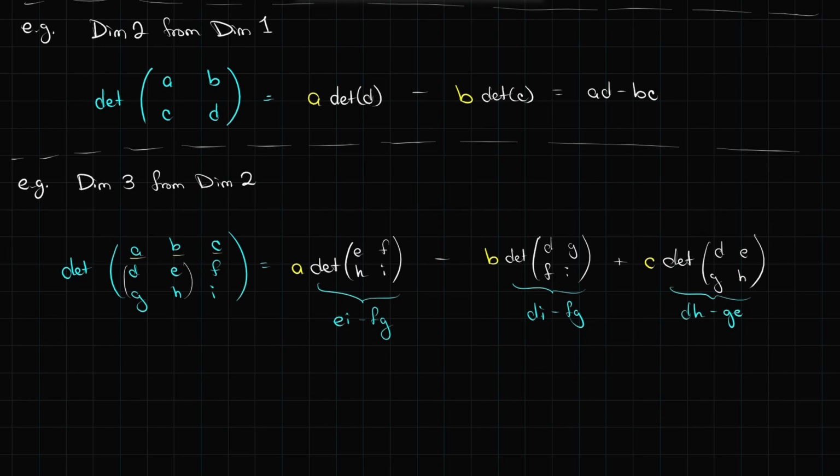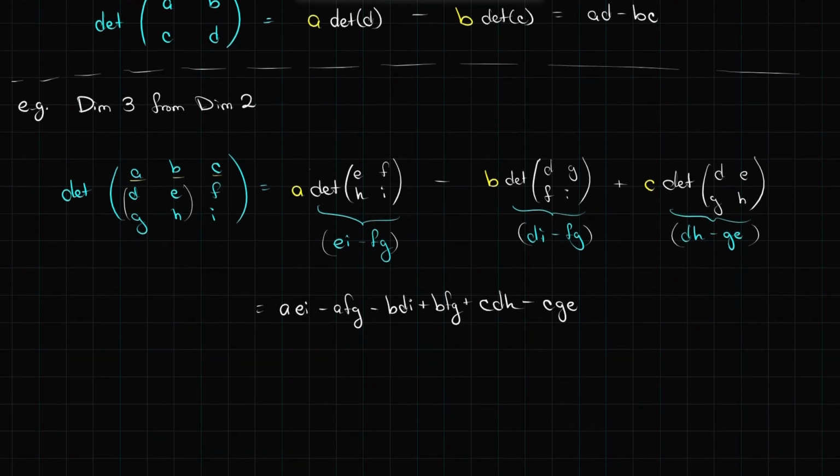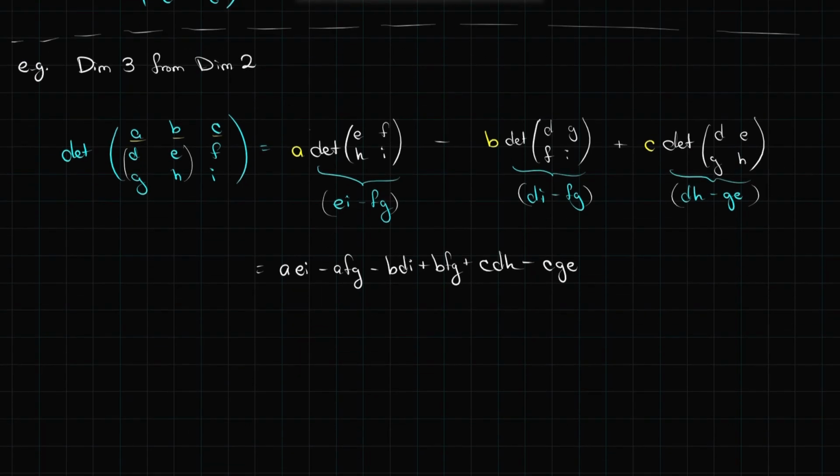And so my overall determinant of a 3x3 matrix, with A multiplying all of this, B multiplying all of that, and C multiplying all of that, ends up being AEI minus AFG minus BDI, there are two negatives now, plus BFG plus CDH minus CGE. And you just keep continuing into as many dimensions as you want. I'll never make you do dimensions higher than three in this course.